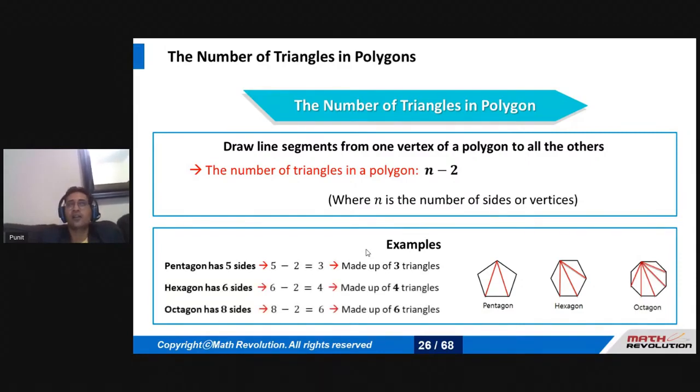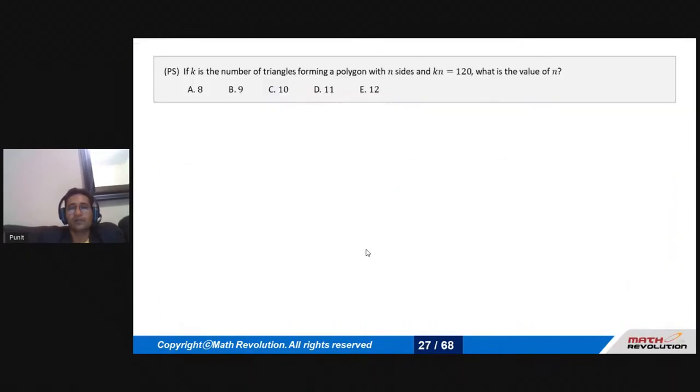If it's an octagon, there would be 8 vertices, 8 minus 2, that would be 6. So you don't have to fall for a combination here and try solving it. If you remember that n minus 2 is the number of triangles you can form in a polygon, your job is done. So now the question says, if K is the number of triangles forming a polygon with n sides, and Kn equals 120, what is the value of n?